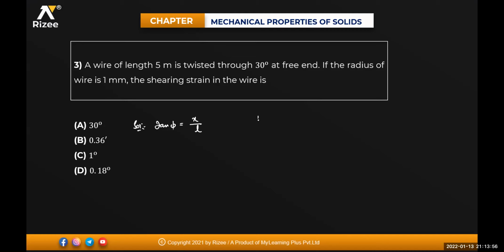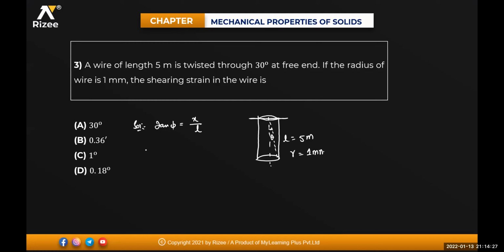A wire, this is your wire of length 5 meter. This length is 5 meter, a very long wire. Twisted through an angle, that means this is the process. It is being twisted by a small angle, that means it will come somewhere here. It is making an angle of theta at the free end. If the radius of the wire is given as 1 mm, shearing strain will be equal to how much?